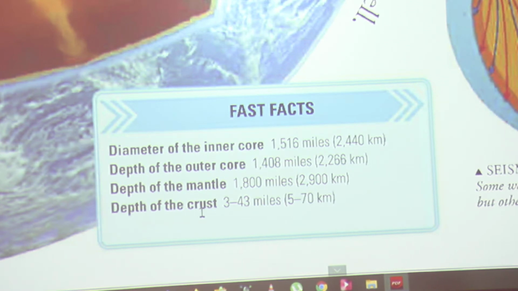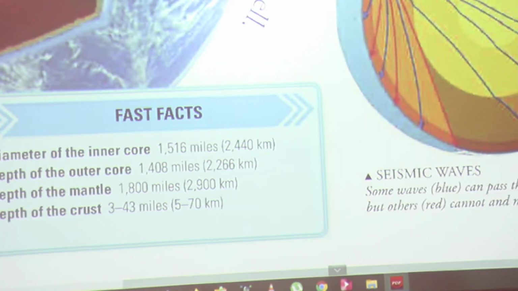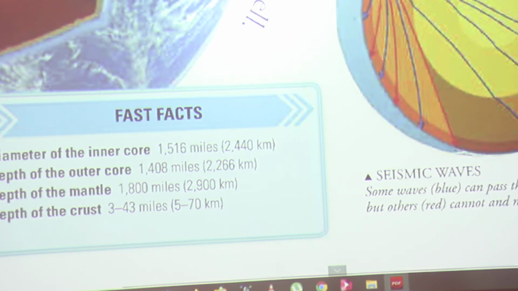And the depth of the crust, which is like 7.7 kilometers, or 2,900 kilometers depth of mantle, 2,266 kilometers, and 2,044 kilometers with regards to diameter of the inner core. Now it's super big. We are talking big numbers here. Now, seismic waves. Some waves, blue, can pass through the core, but others, red, cannot and must go around it instead. So here's another thing that I want you to understand.